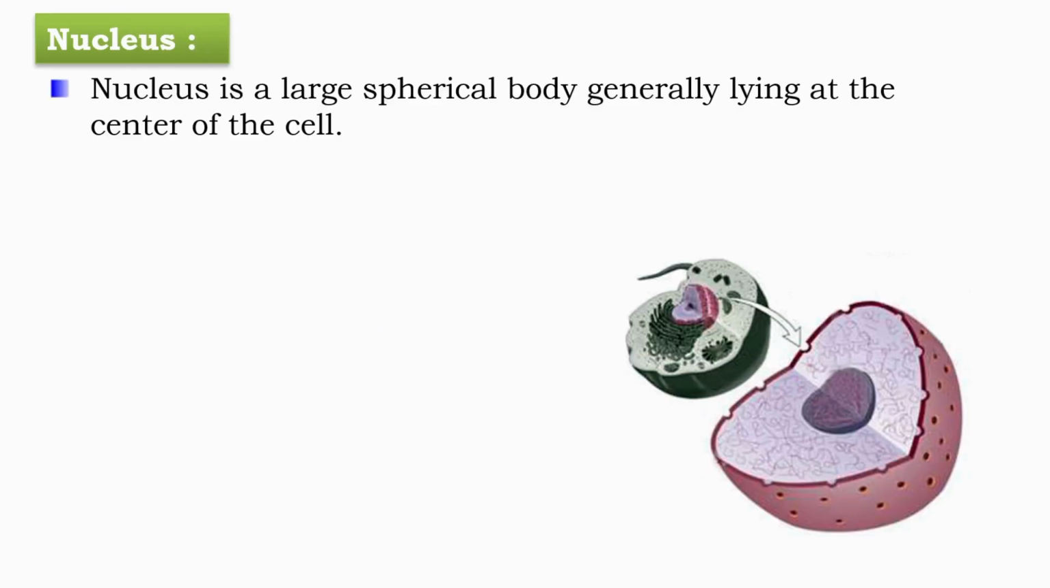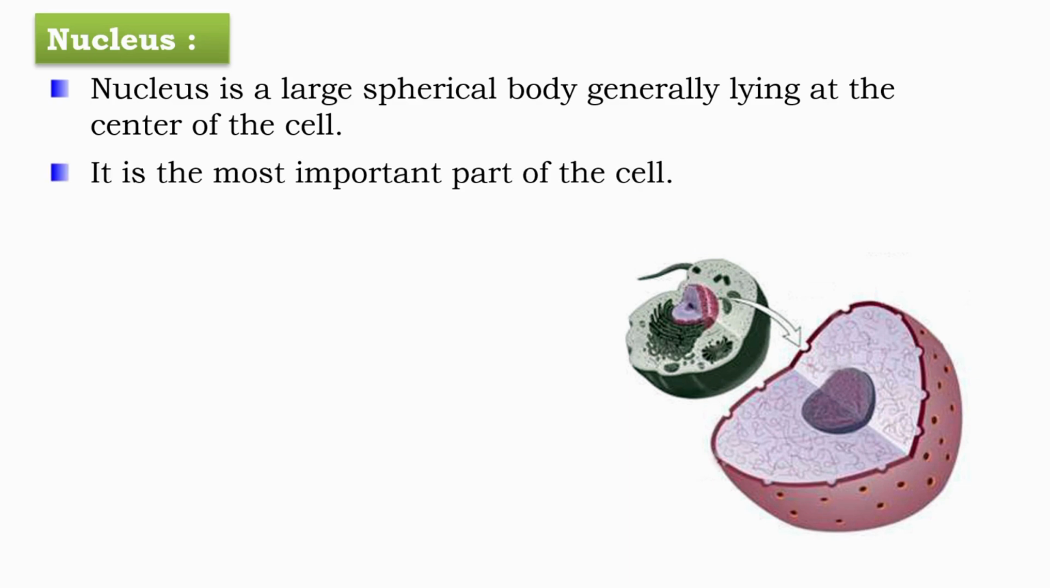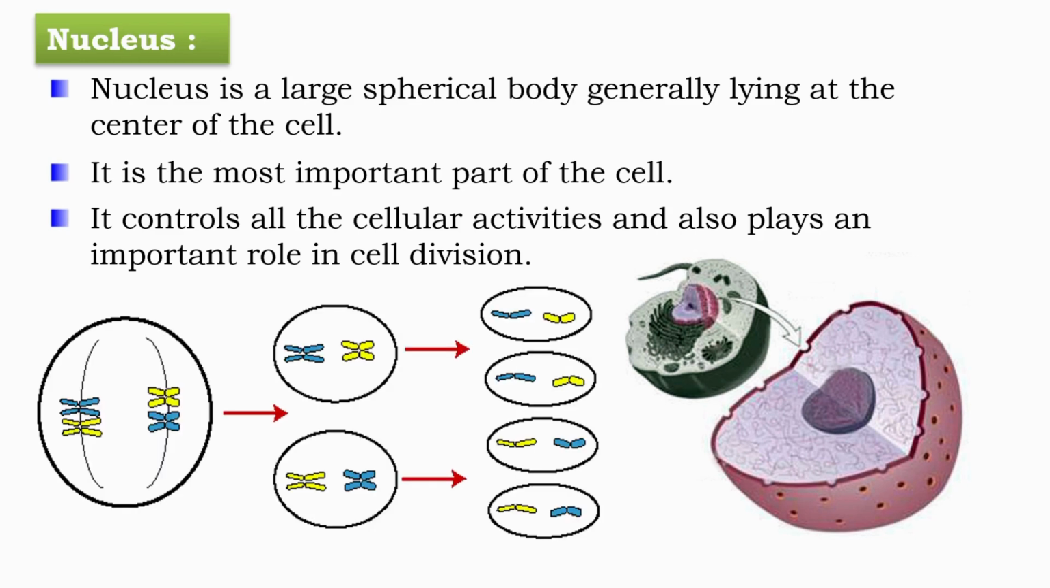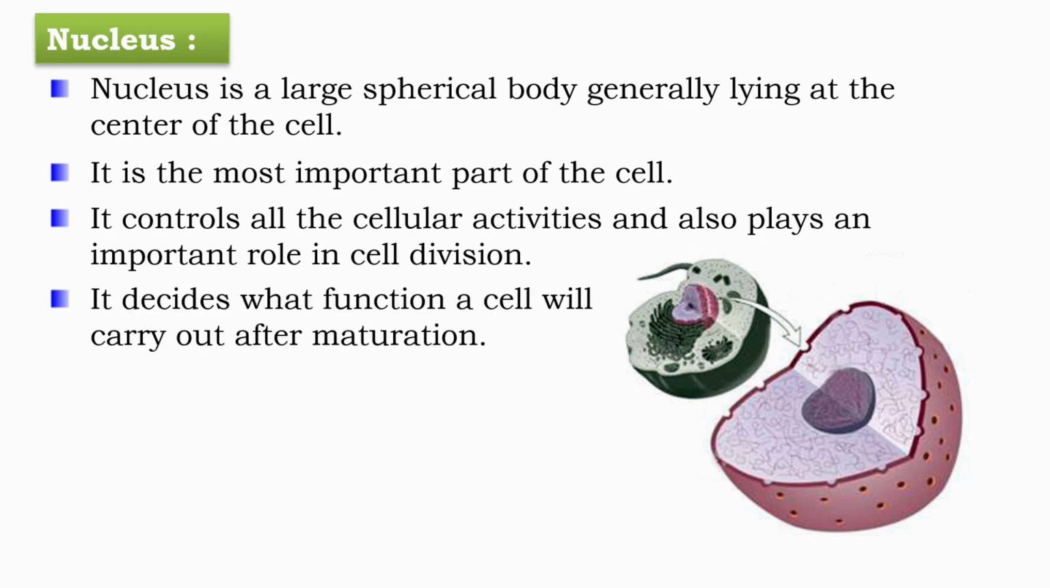Module 6. Nucleus. Nucleus is a large spherical body generally lying at the center of the cell. It is the most important part of the cell. It controls all the cellular activities and also plays an important role in cell division. It decides what function a cell will carry out after maturation.